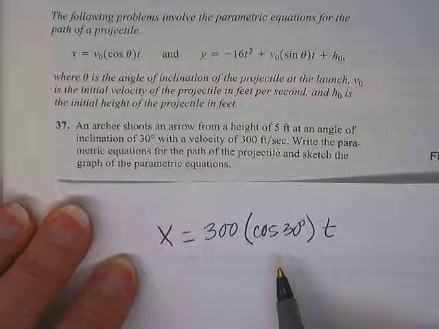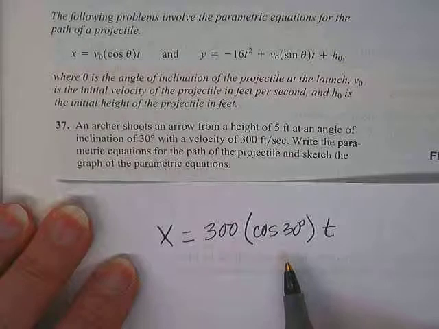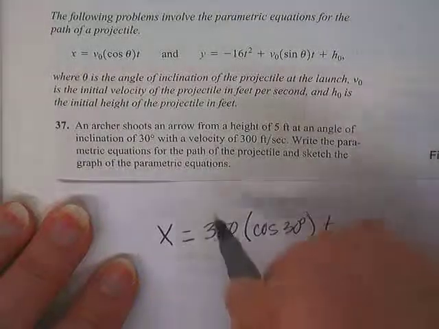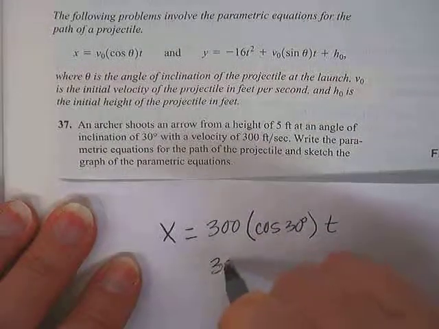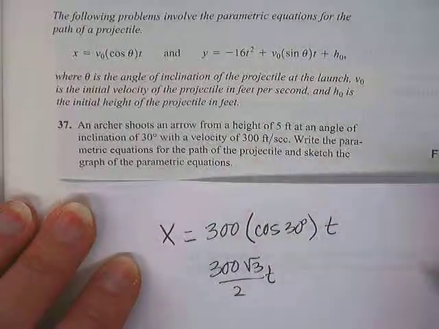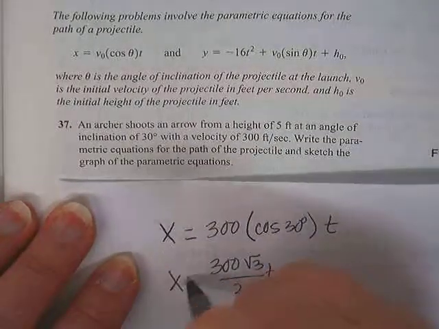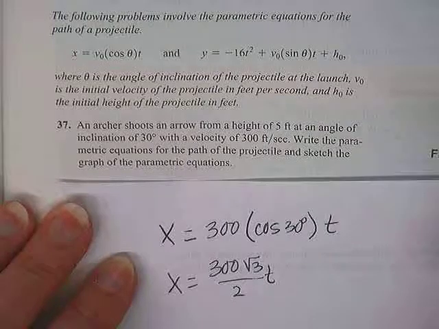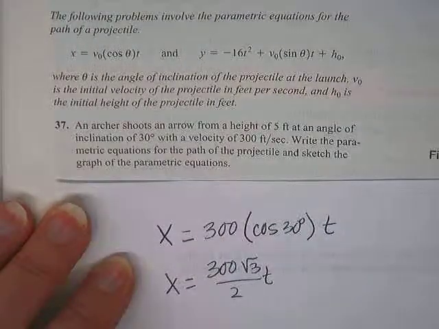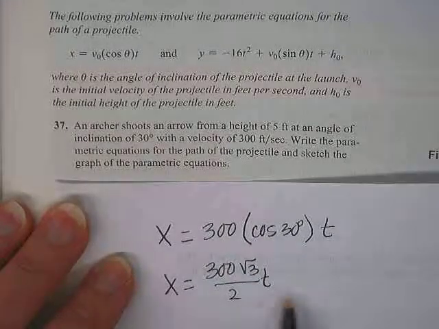Well, we know the cosine of 30 degrees, so we could probably just simplify that right now, couldn't we? What's the cosine of 30 degrees? Do you remember? Square root of 3 over 2. Good. So 300 times the square root of 3 over 2 times t. So x is simply a linear location, its horizontal location is just a linear relationship.